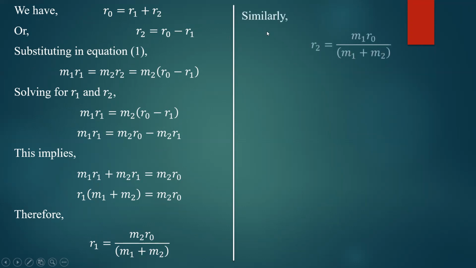Similarly, you can get r2. The expression for r2 can be obtained in the same way, and you definitely will get r2 equal to m1 r0 by m1 plus m2. Note the difference here. r1 equals m2 r0 by m1 plus m2, and r2 equals m1 r0 by m1 plus m2. These are the expressions for r1 and r2.